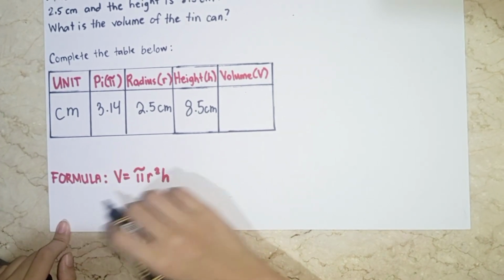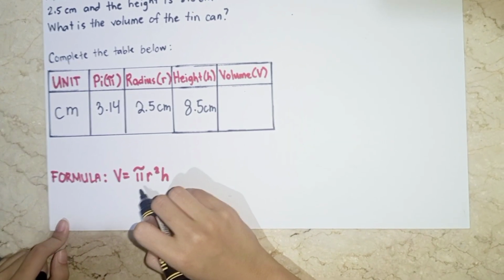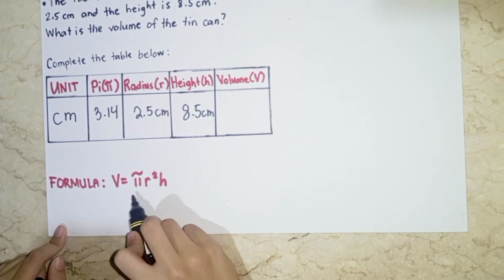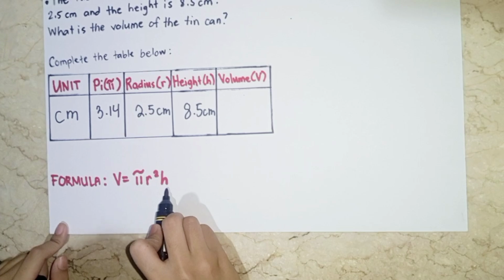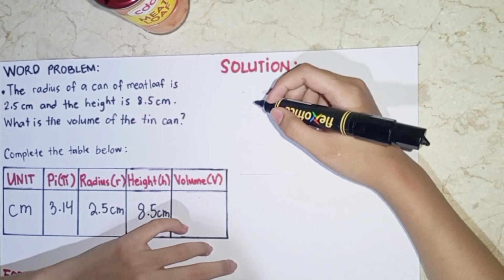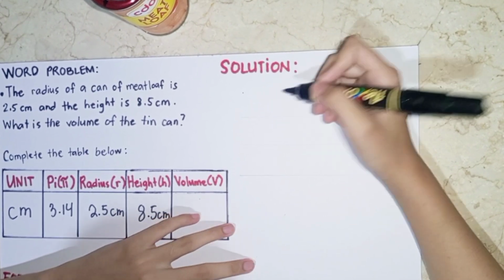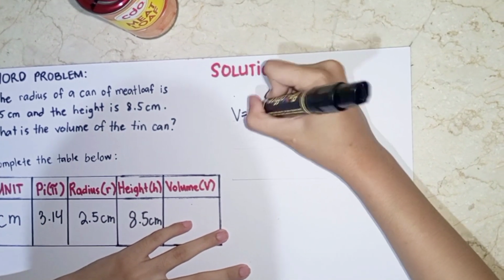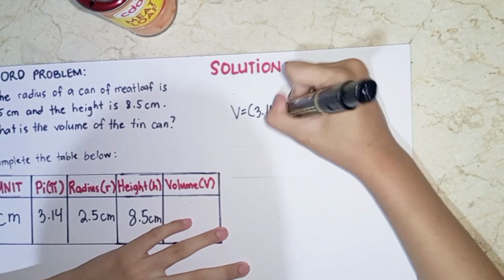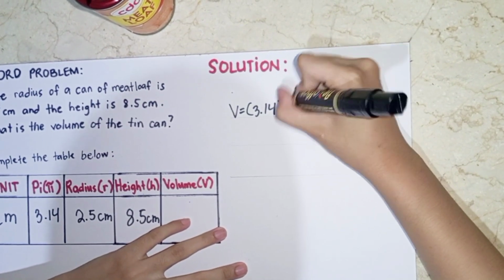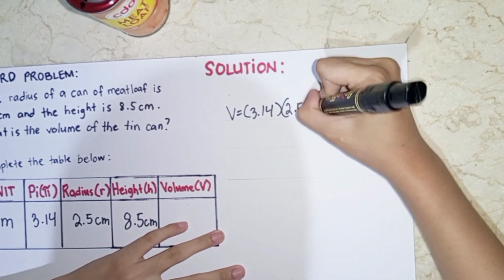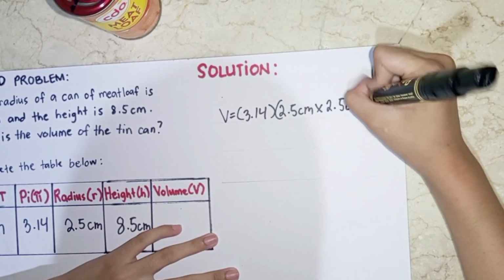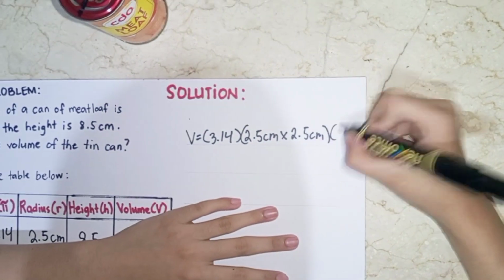Using the formula, volume equals pi times r squared times height, meaning we have to multiply the pi, radius, and height. Let us substitute the given values to the formula. Volume equals 3.14 times 2.5 centimeters times 2.5 centimeters times 8.5 centimeters.